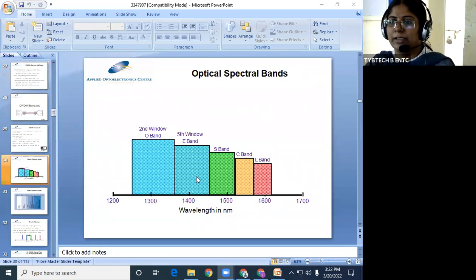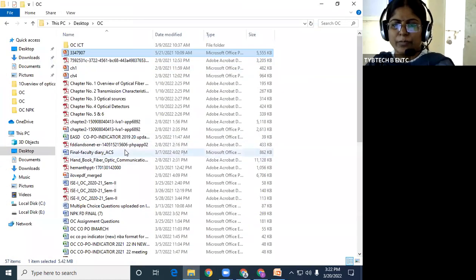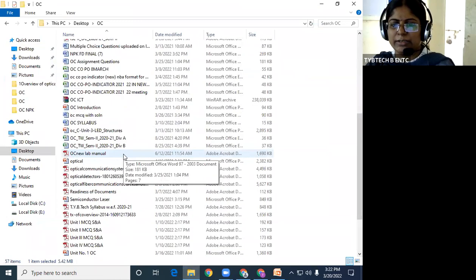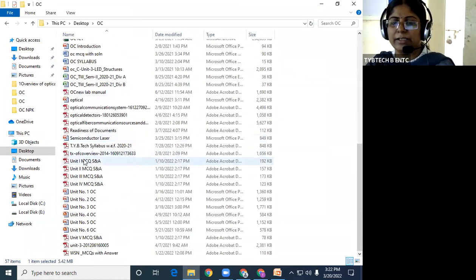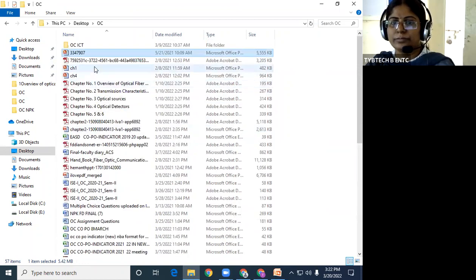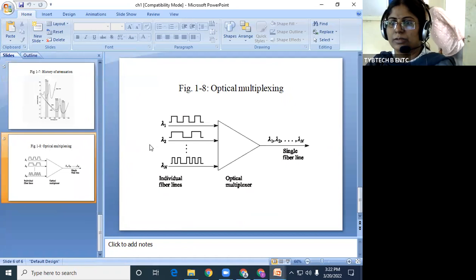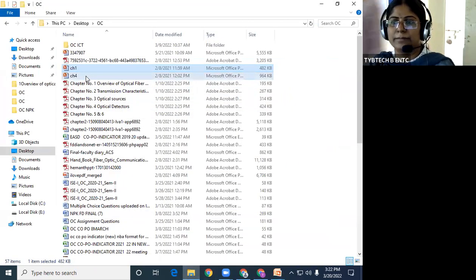Then some other overall pictures I will show, and some interesting slides are also there. Some videos are there that I will upload in your study material, or I will send them on your WhatsApp group also. So this is about optical multiplexing.